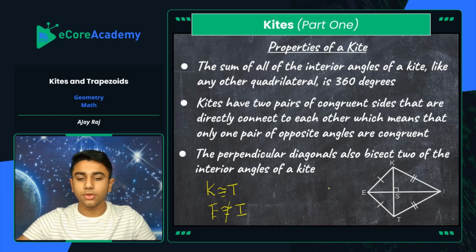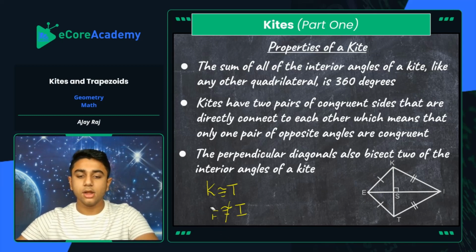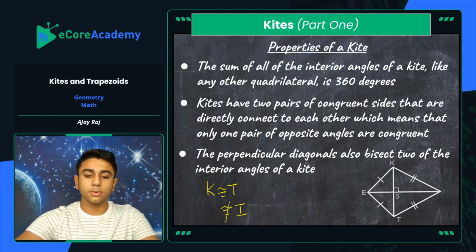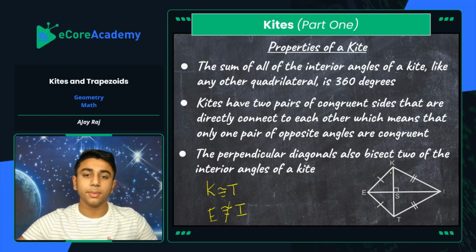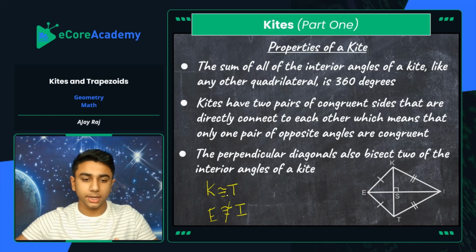And then another thing about that is the fact that we have our given diagonal of the smaller diagonal as shown, KT, is actually going to bisect the angles of KT. So whatever the congruent angles are, they're not going to be bisected by your given diagonal. Instead, the opposite angles are going to be. So I'll explain what that means.